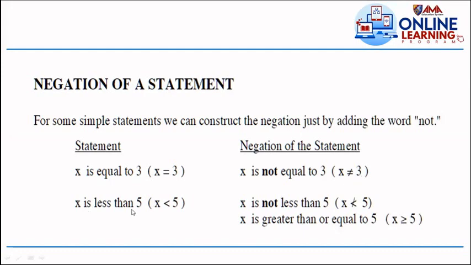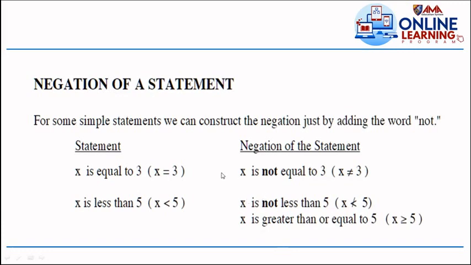Next, X is less than 5, this is your symbol, X is less than 5. If we're going to negate that one, we have X is not less than 5, okay? Merong word na not uli, and this is your symbol, X is not less than 5. Or you can have X is greater than or equal to 5. Pero mas madali yung magdagdag lang po tayo ng word not.